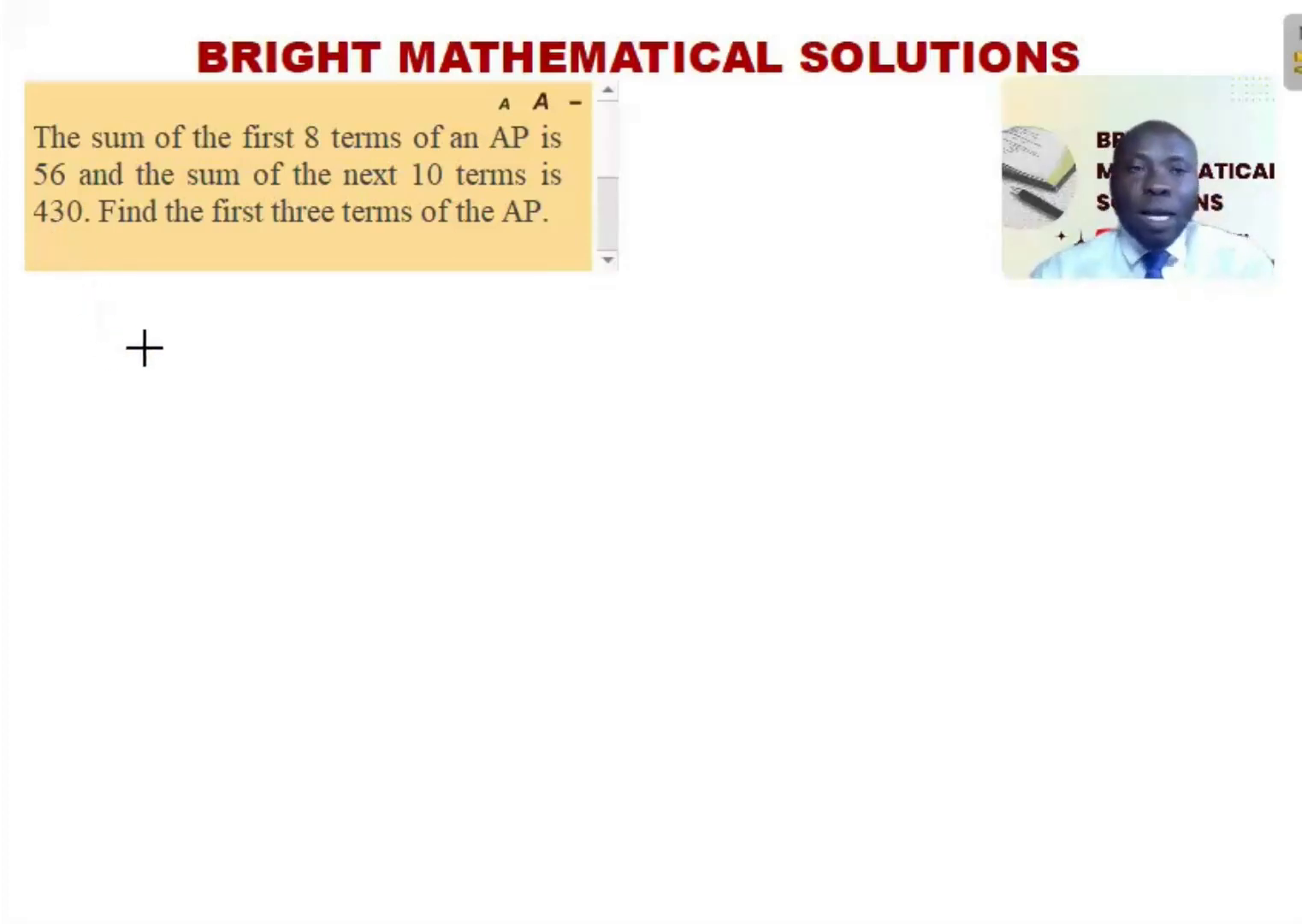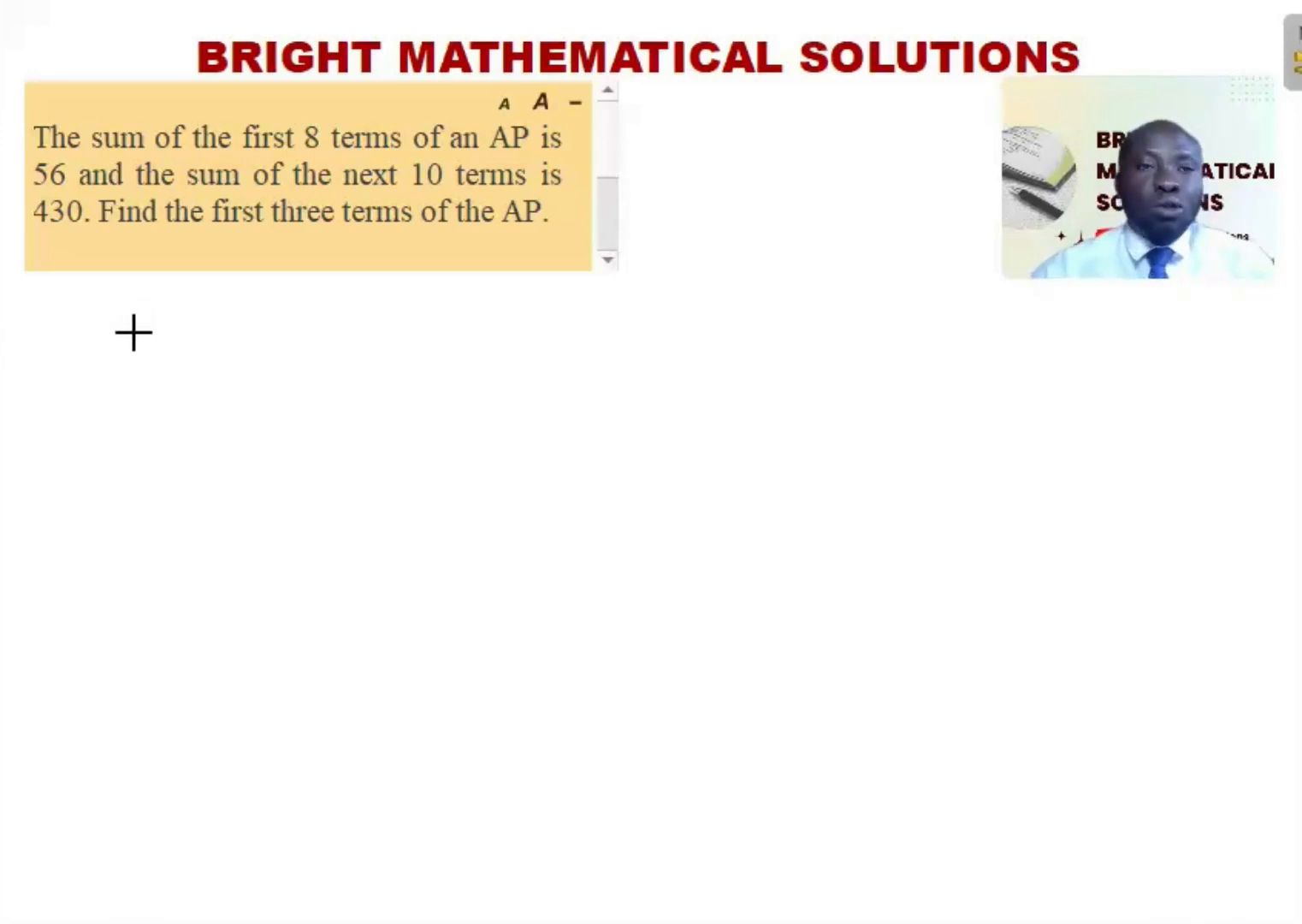Today we want to look at the sum of an AP, which is arithmetic progression. The question says the sum of the first 8 terms of an AP is 56 and the sum of the next 10 terms is 430. Find the first 3 terms of the AP.